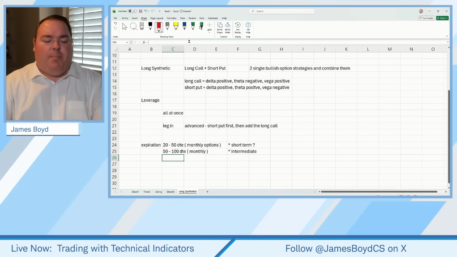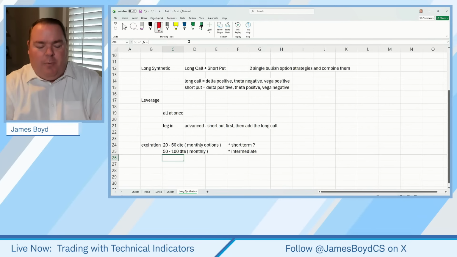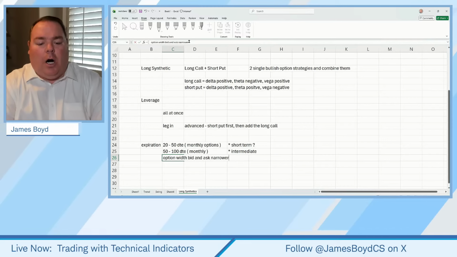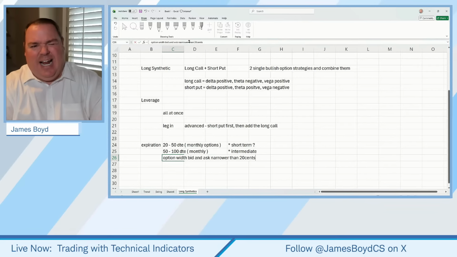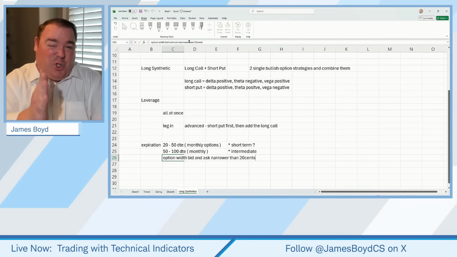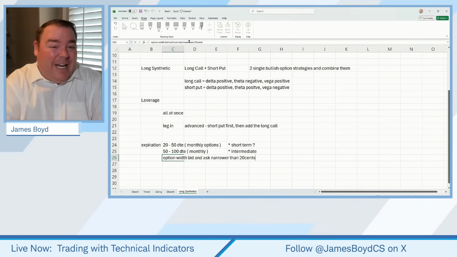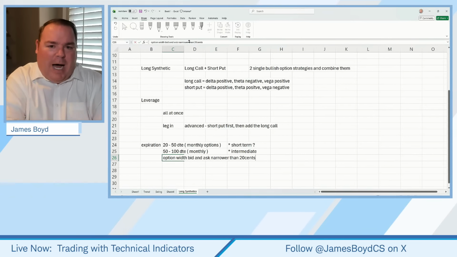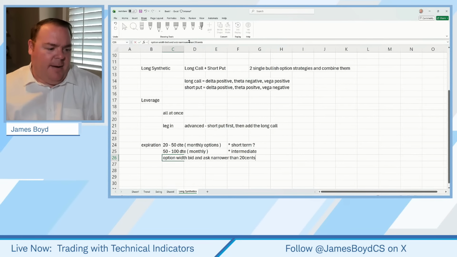Since we're buying an option and selling an option, we like to see the width between the bid and ask narrower than 20 cents. You could think of that as a max. Is that always going to be the case? Not always, but you're trying to get that. Liquidity can change. Spreads can change. But that's important because you're buying something and selling something, okay?